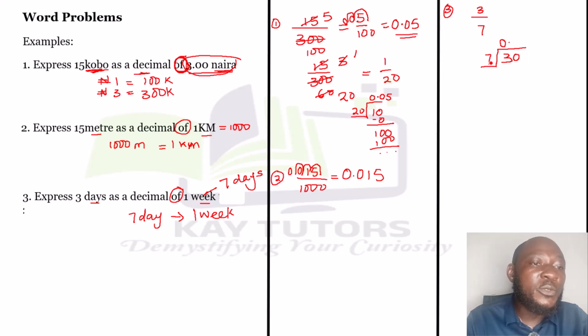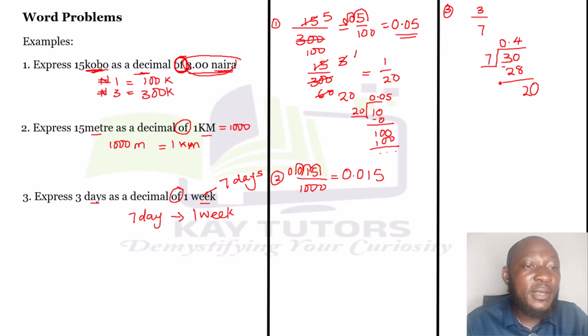7 into 30 is 4. 4 times 7 is 28. I'll subtract. Remember the pattern, right? First, I'll divide. After dividing, I'll multiply. After multiplying, then I'll subtract. So 30 take away 28 is what? 2. And since I have my decimal point here, just add my 0 here and continue my business.